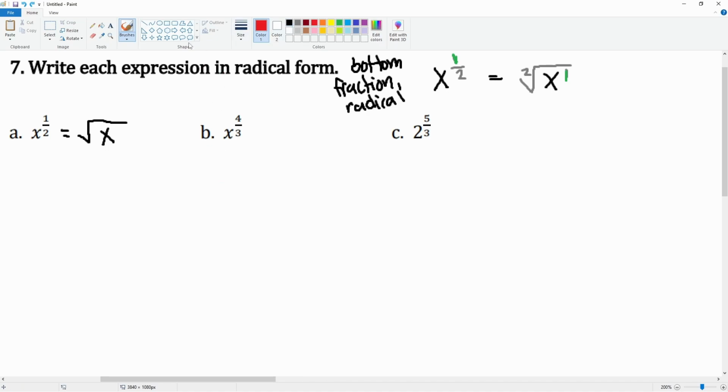So next, take a look. Here, the bottom of the fraction is a 3. So the radical is going to be a 3. What is left over? X to the 4, okay? The top value. Next, we have 2 to the 5 over 3.